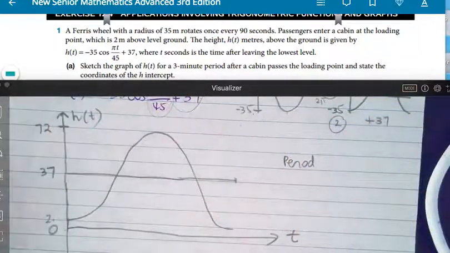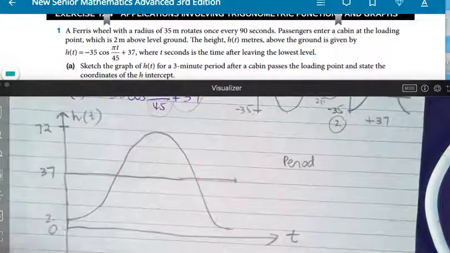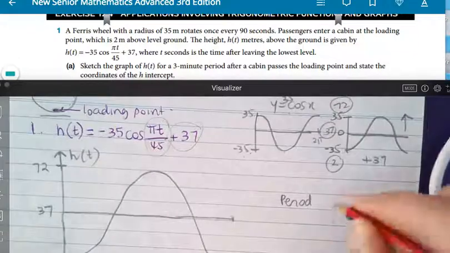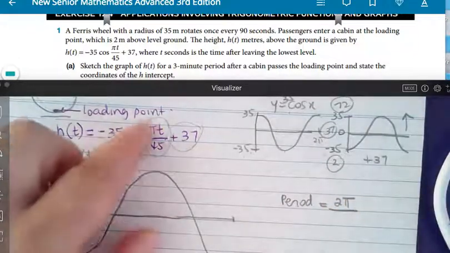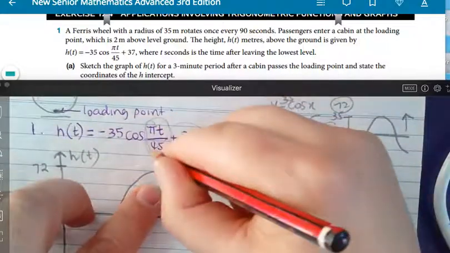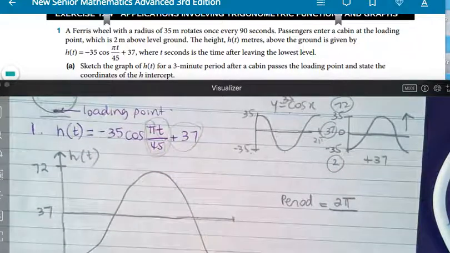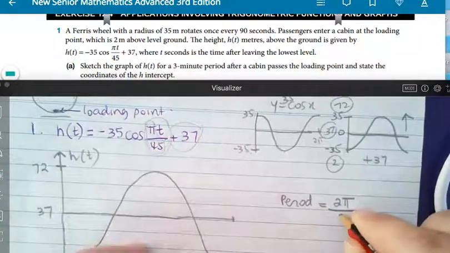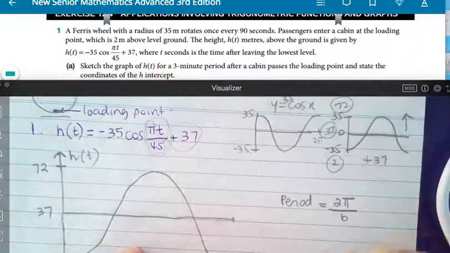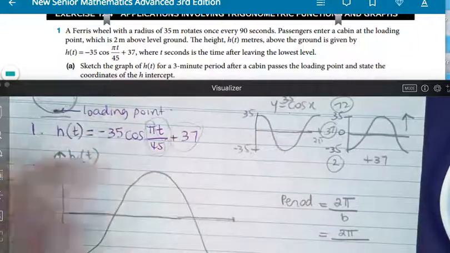So we've got amplitude sorted out, we've got the shape sorted out, we've got it shifted up 37 units. Isn't the period of a normal cos curve 2 pi, but it's 2 pi over the coefficient of normally what the x is. We don't have x in this case, we've got t. So it's 2 pi divided by that coefficient. I'll just write 2 pi on n or 2 pi on b, whatever the coefficient is, which is 2 pi divided by, what's the coefficient?